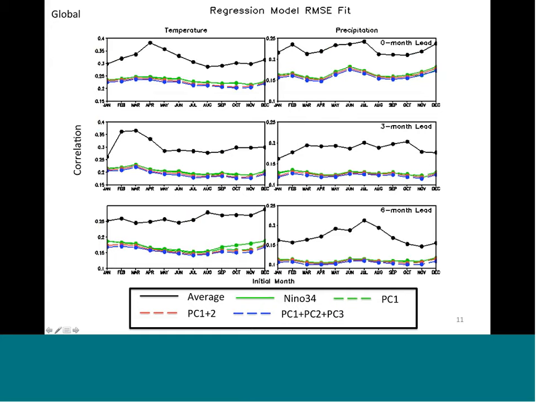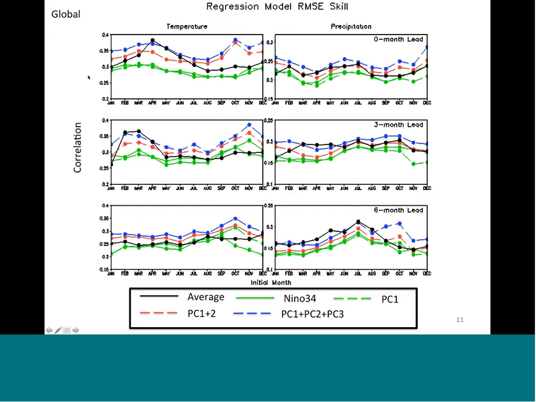But what you see here overall is that each of these predictors, Niño 3.4, PC1, PC1 plus 2, or PC1, 2, and 3, all fit better to the forecast skill than using the average skill. And that's true for 0, 3, and 6-month leads for temperature and precipitation. So that's a good indicator that we're doing the right thing.